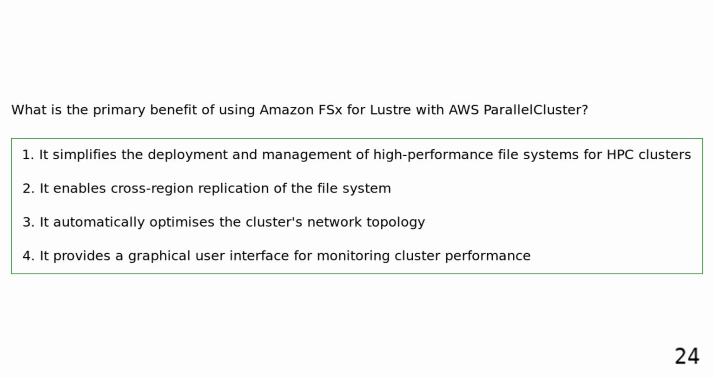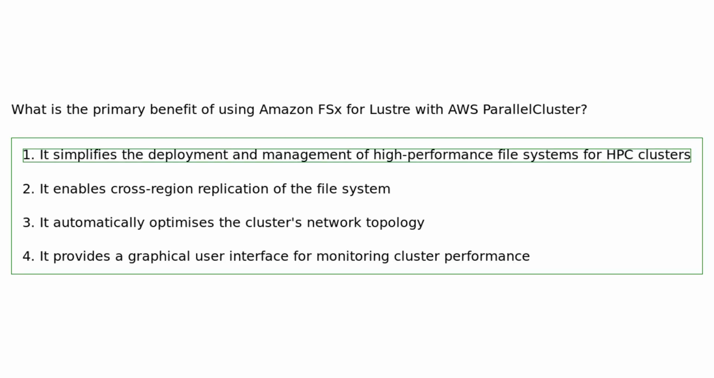What is the primary benefit of using Amazon FSx for Lustre with AWS ParallelCluster? It simplifies the deployment and management of high-performance file systems for HPC clusters. It enables cross-region replication of the file system. It automatically optimizes the cluster's network topology. It provides a graphical user interface for monitoring cluster performance. Using FSx for Lustre with AWS ParallelCluster simplifies the deployment and management of high-performance file systems, making it easier to set up and run HPC workloads.